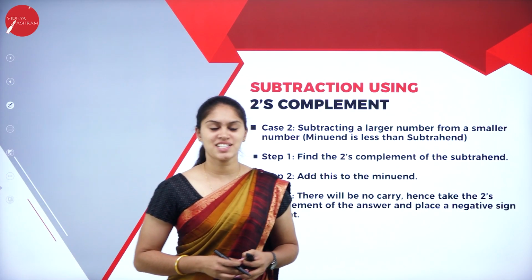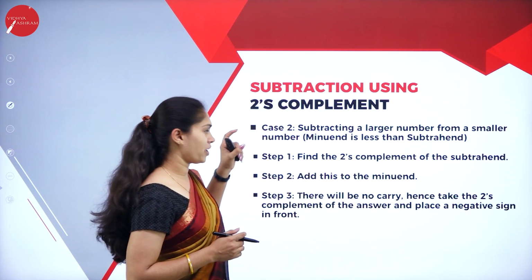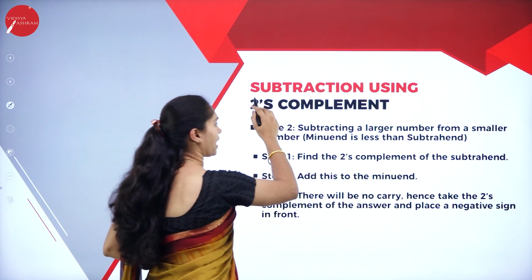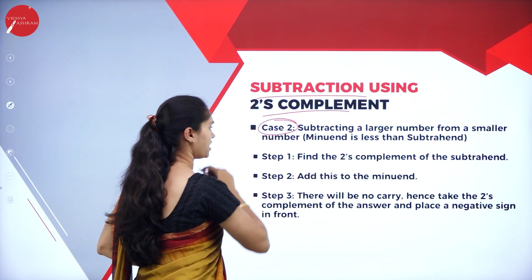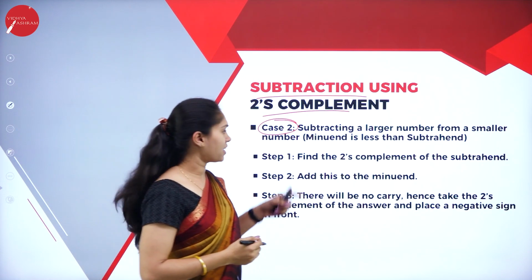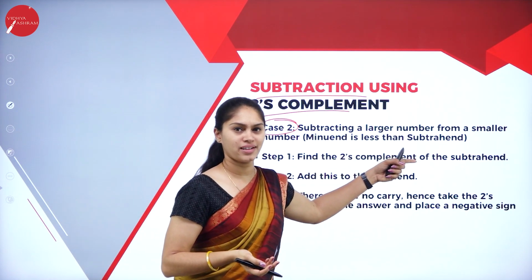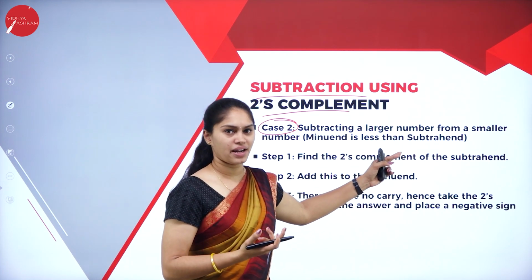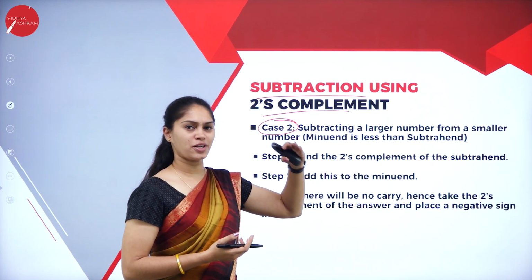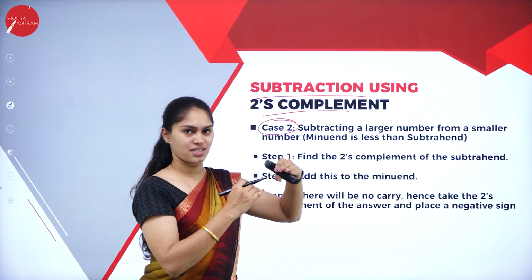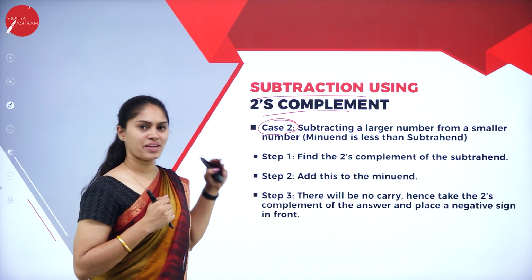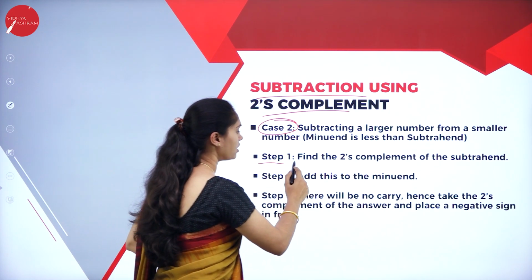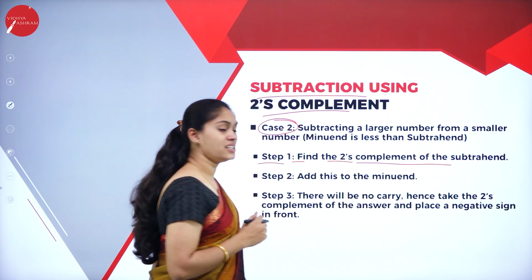So now we'll see case 2, when the minuend is lesser than the subtrahend. So here is subtraction using two's complement, case 2. We are trying to subtract a large number from a smaller number. That is when the minuend is going to be lesser than the subtrahend. So the number at the top will be less than the lower number. That will be the scenario. Then what is step 1? Find the two's complement of the subtrahend.